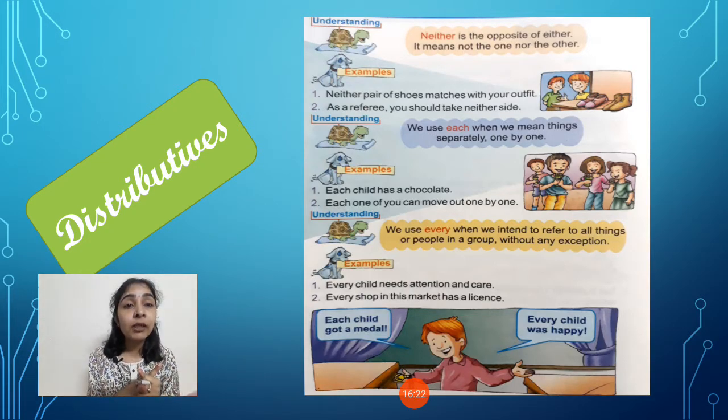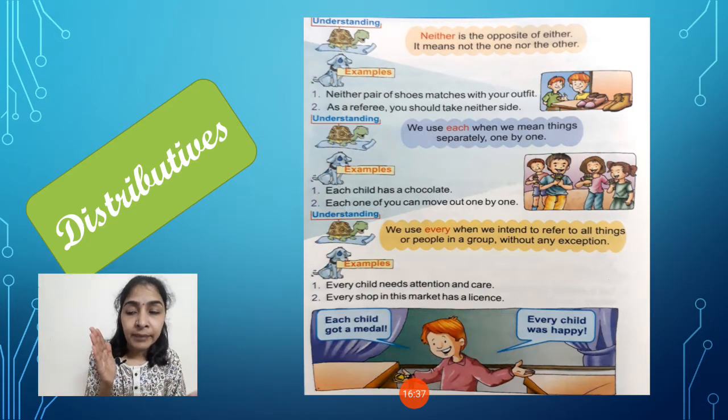Example, let's just go through the sentence. We use every when we intend to refer to all things or people in a group without any exception. Example, every child needs attention and care. That means we are not giving importance to any one, or taking them one by one. We are giving equal importance to everyone at a time. Every child needs attention and care.